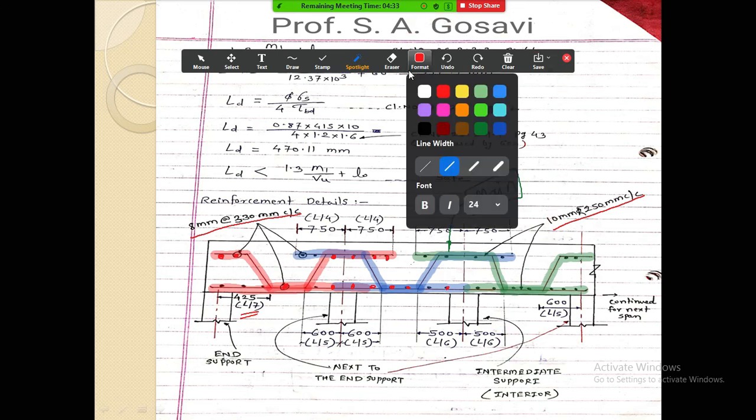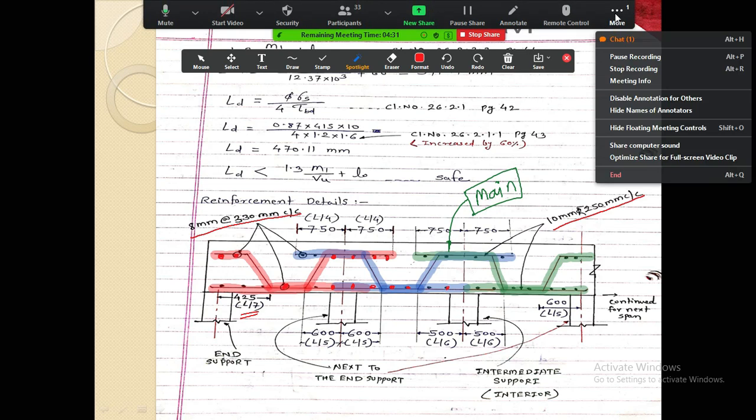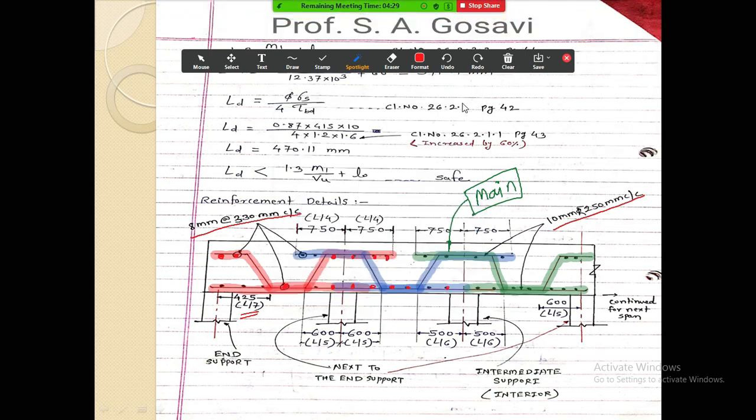Draw the diagram. I will wait till you draw the diagram. Okay, then I will close it.